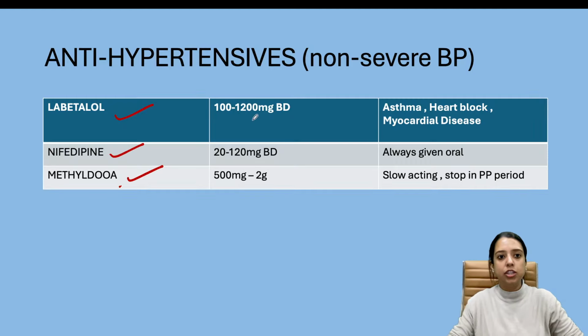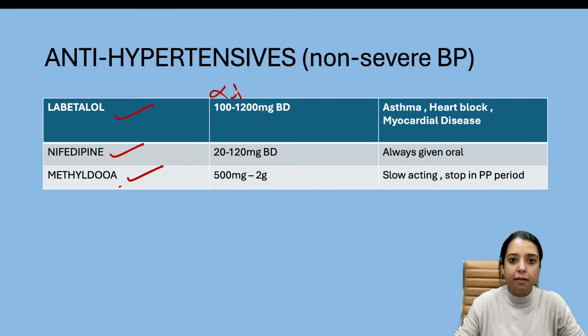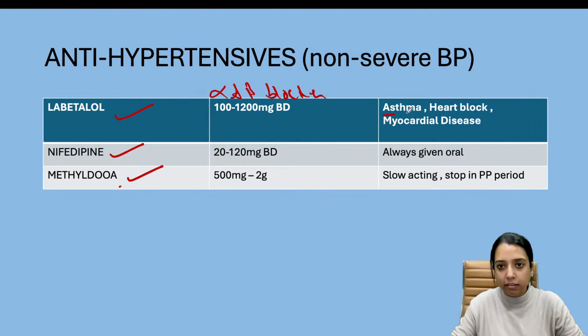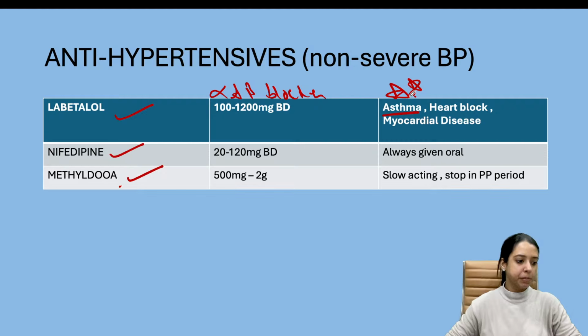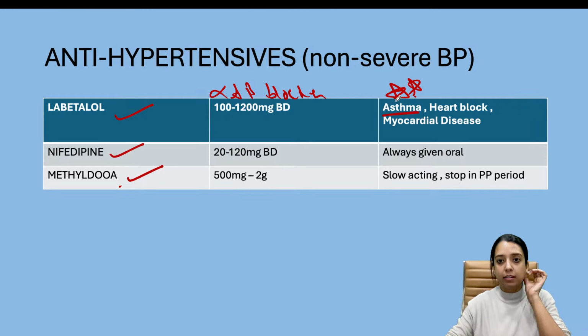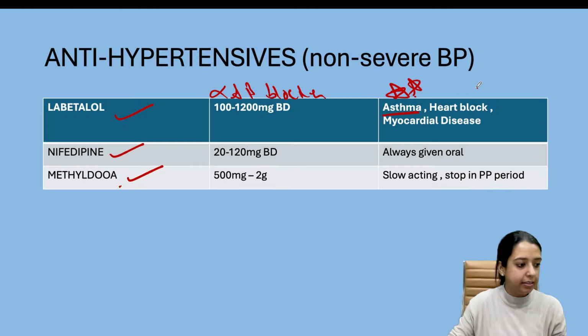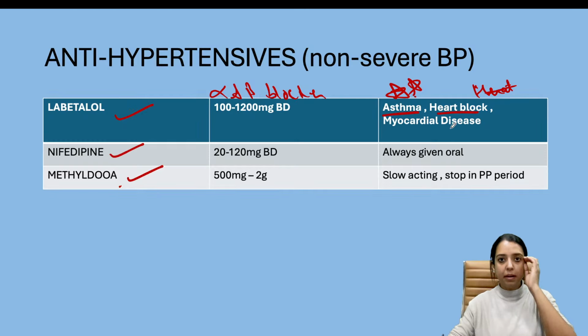Remember the contraindications. Labetalol being an alpha and beta blocker, both, I cannot use it in asthma. Very important. Labetalol cannot be used in asthma. I cannot use it in heart disease. It cannot be used in a heart disease patient. क्या लिख रही हूँ मैं? So asthma and heart block are 2 contraindications for labetalol, which is the drug of choice.